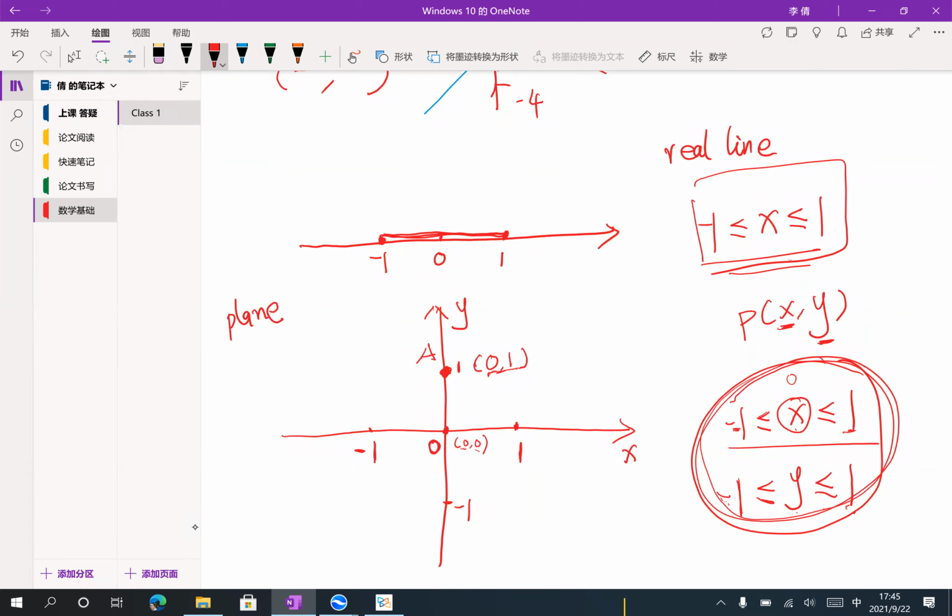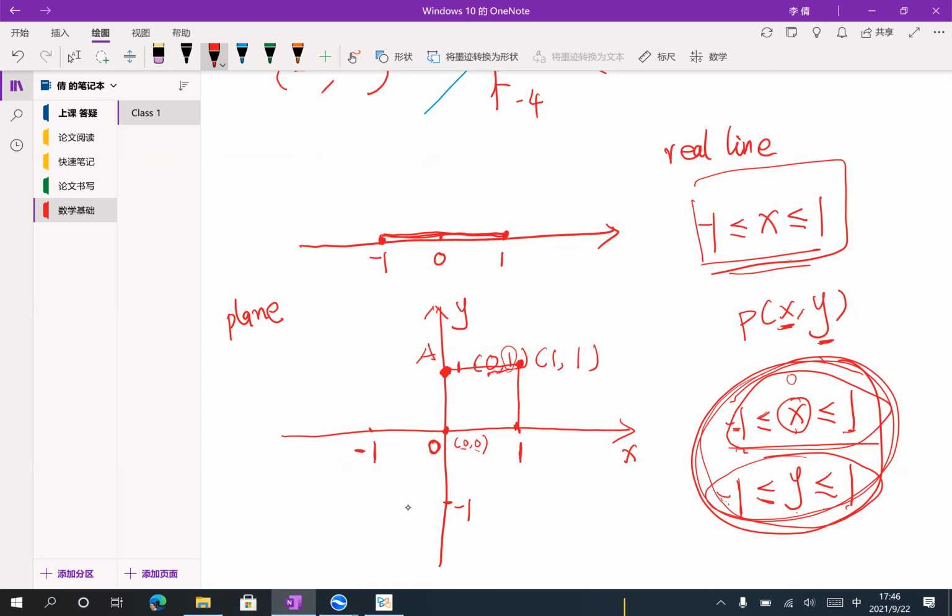The x coordinate is 0, and 0 satisfies this inequality, right? And this y coordinate also satisfies this inequality, right? So this point A will satisfy this inequality, right? True. Then we see this point, and its ordered pair is 1, 1, right? So this point also satisfies this inequality, right?